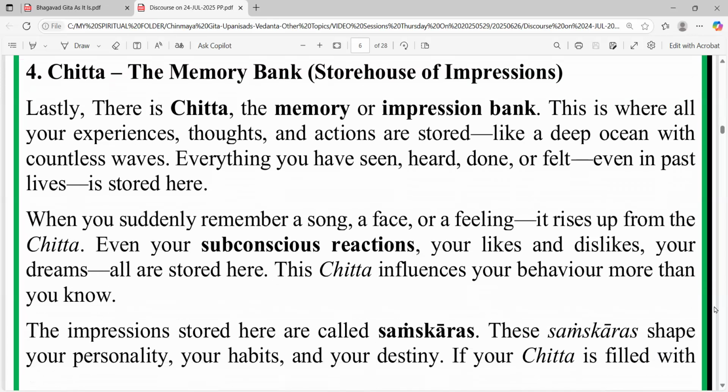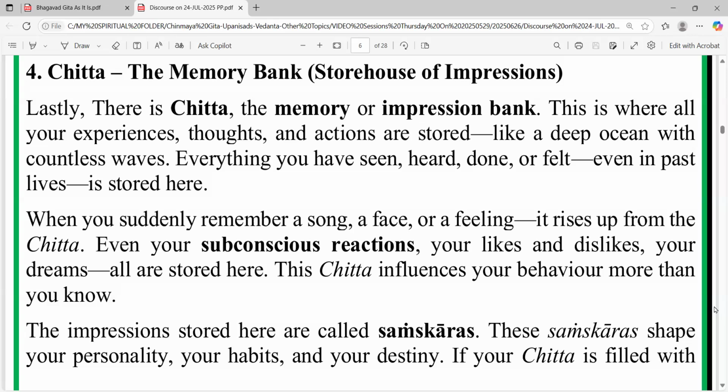Number four, lastly, there is chit, the memory or impression bank. This is where all our experiences, thoughts, and actions are stored. Like a deep ocean with countless waves, everything you have seen, heard, done, or felt, even in the past lives, is stored here.